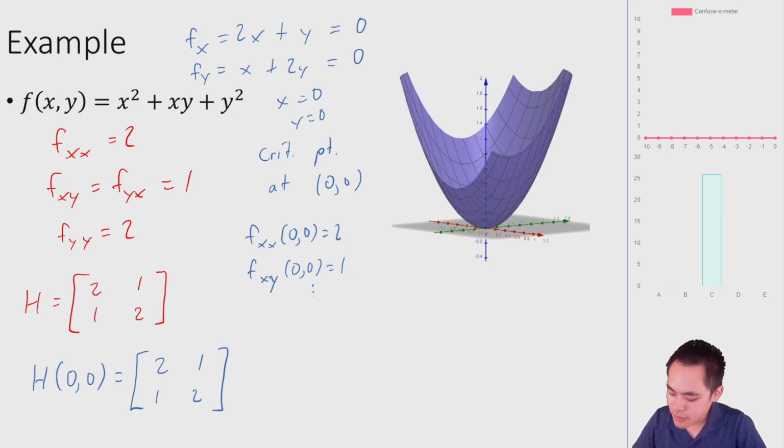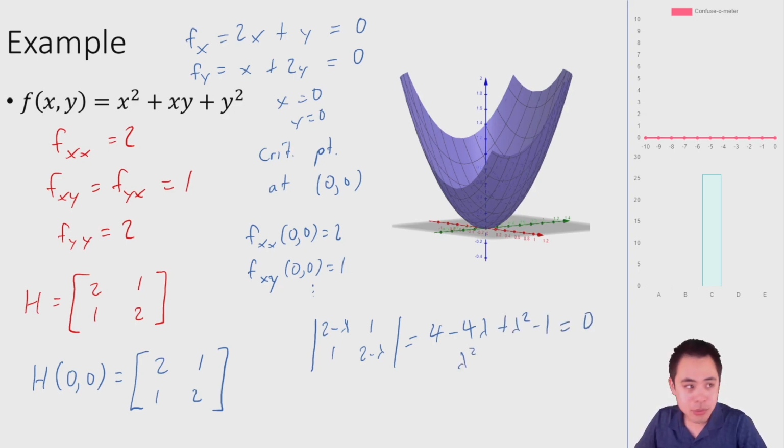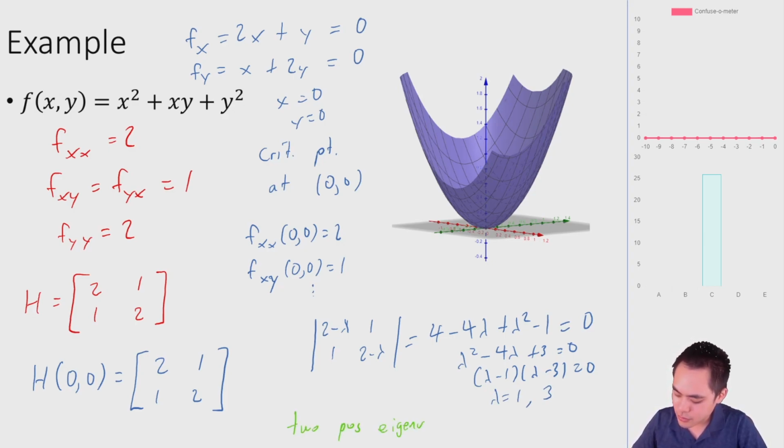And so the eigenvalues of this are, of course, the determinant of [2 minus lambda, 1; 1, 2 minus lambda], which is equal to 4 minus 4 lambda plus lambda squared minus 1, and we're setting that equal to 0. So that gives us lambda squared minus 4 lambda plus 3 is equal to 0. Lambda minus 1 times lambda minus 3 is equal to 0. So lambda is equal to 1 or 3. So this gives us two positive eigenvalues, so local minimum.